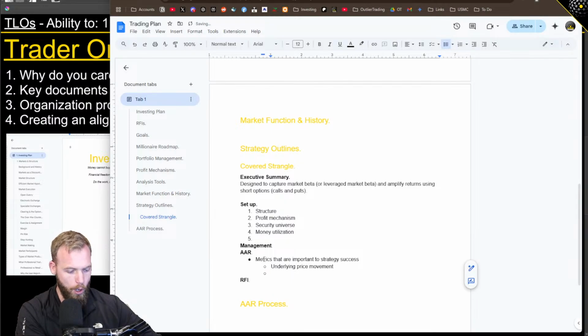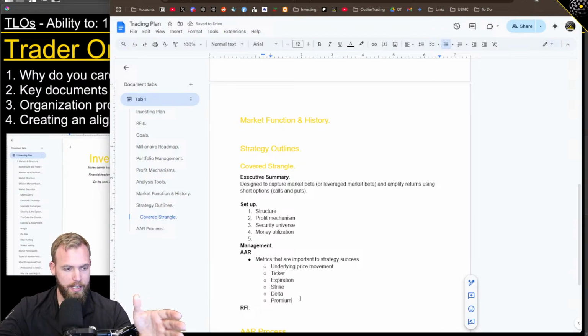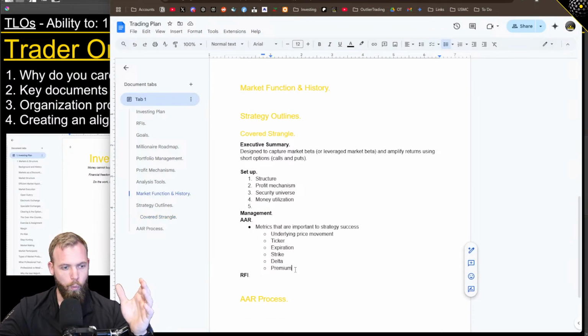You can then go through and think, if you were to click the button to enter a trade, what are the things you would look at? Things that I would look at are like, I would look at the ticker. I would look at expiration. I would look at strike, delta, premium, so on and so forth. This is literally how you decide what should go into a trade log.